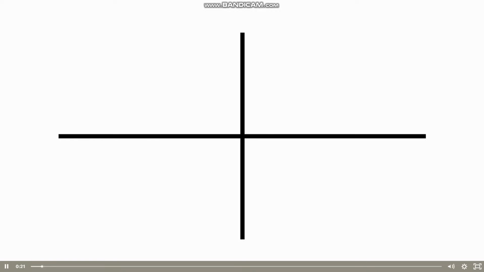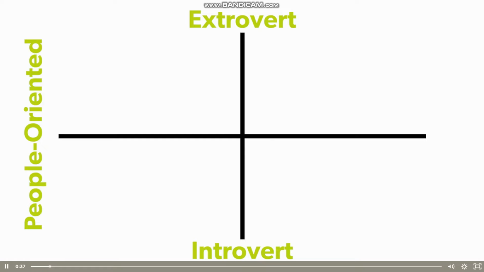So, at the top of the quadrant, write extrovert. At the bottom, write introvert. On the left side of the quadrant, write people-oriented. And on the right side, write task-oriented. Here is the DISC quadrant for you. Each one of these 4 results falls into one of these quadrants.